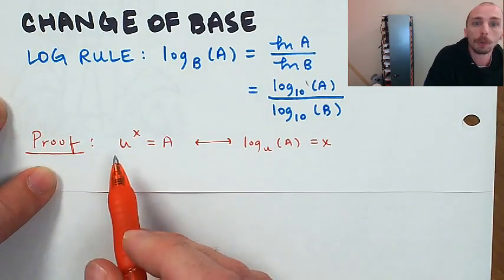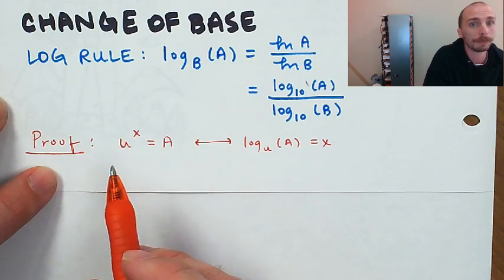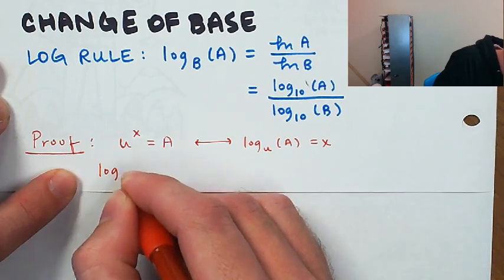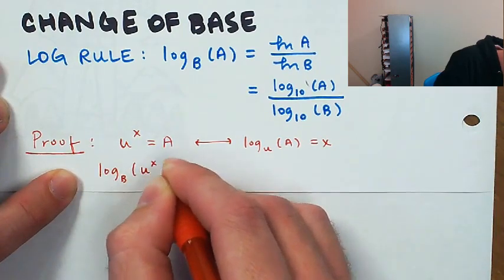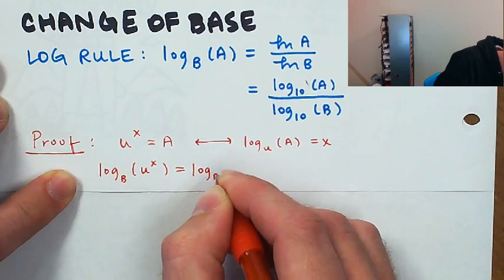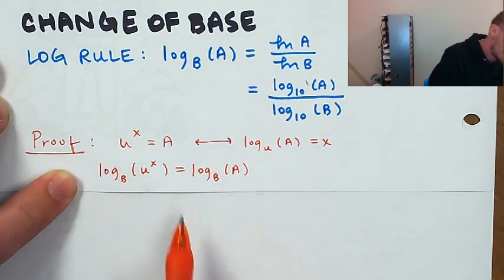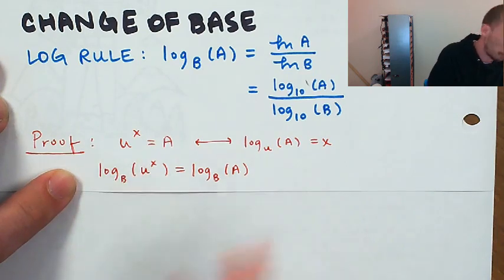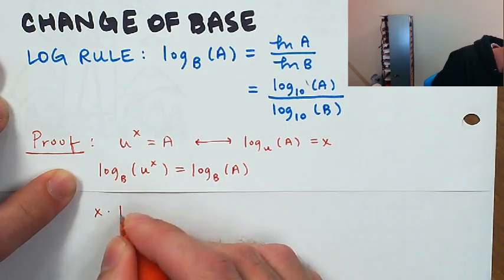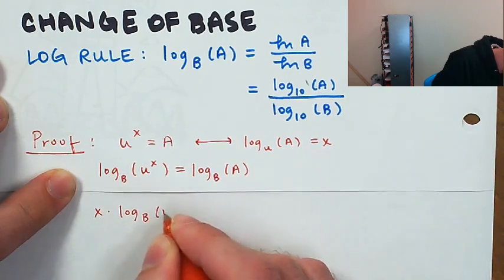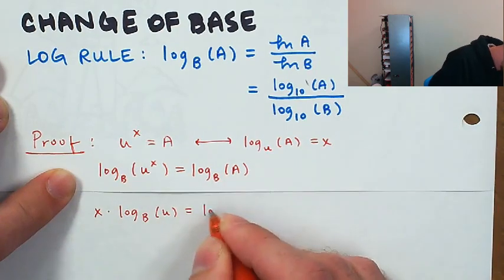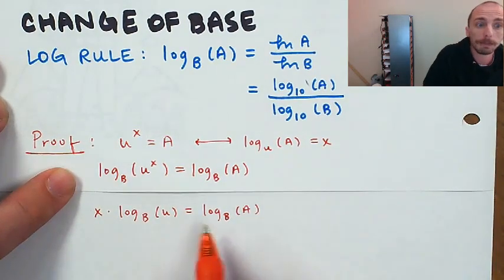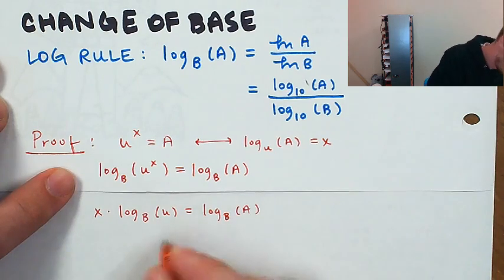But then I'm going to take the log with base b of both sides. I'm not committing to what b is, it's just some suitable base for a log. So I'm going to take the log with base b of both sides. Then I'm going to use that exponent property that I just showed you, where I can swing that x around the front. So I'm going to say x times the log with base b and argument u is equal to log with base b and argument a. And then I'm going to solve for x by dividing both sides by log with base b of u.